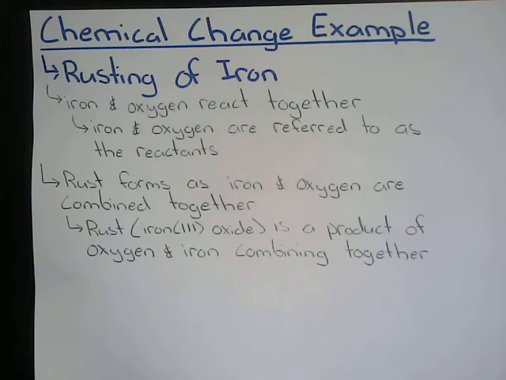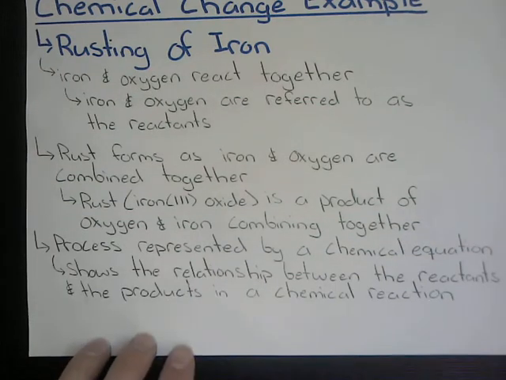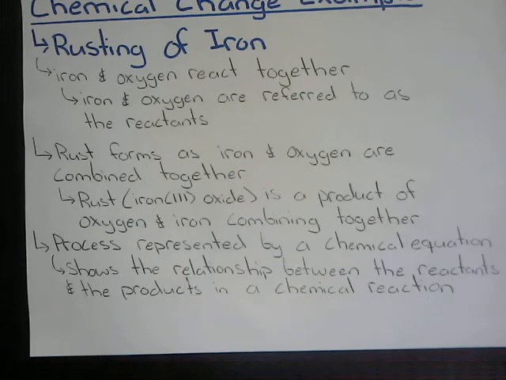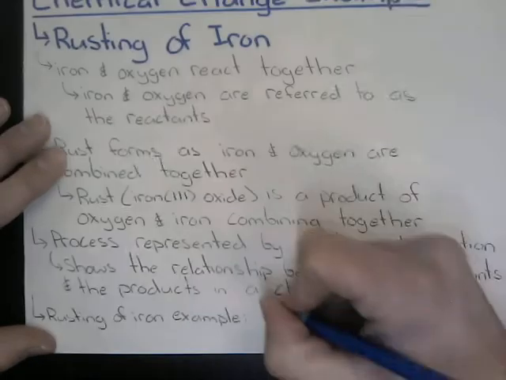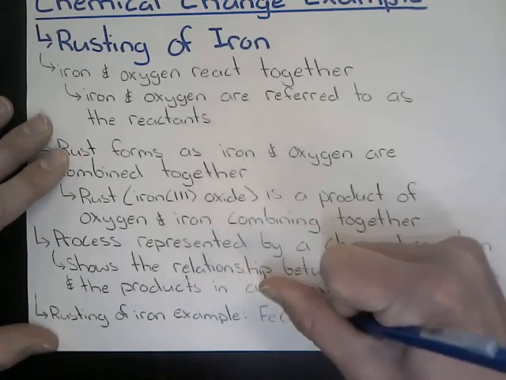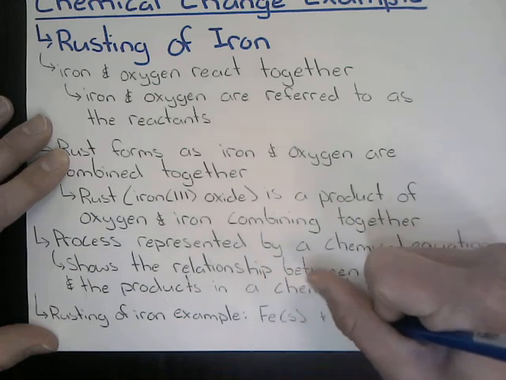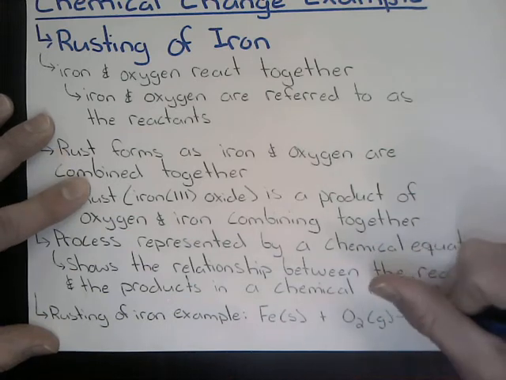Now, we represent this process via a chemical equation. Now, a chemical equation shows the relationship between the reactants and products in a chemical reaction. Now, we can show this in our rusting of iron example. So how the rusting of iron would look in a chemical equation would be this. We'd have solid iron, which we represent by Fe, reacts with oxygen, O2 gas, to produce iron 3 oxide.